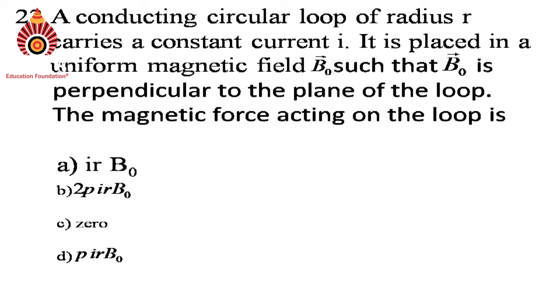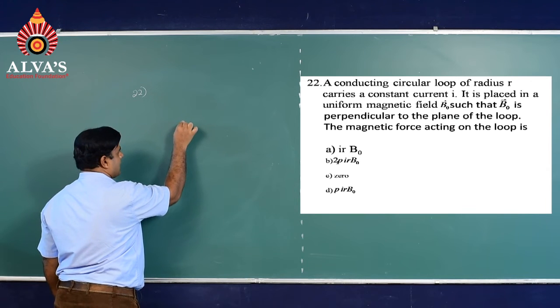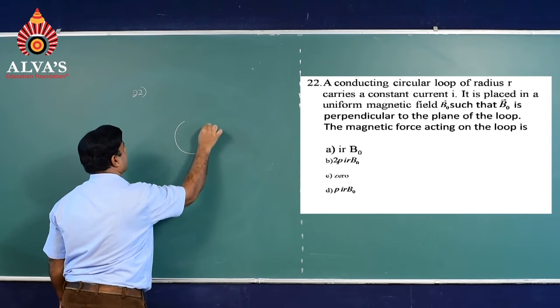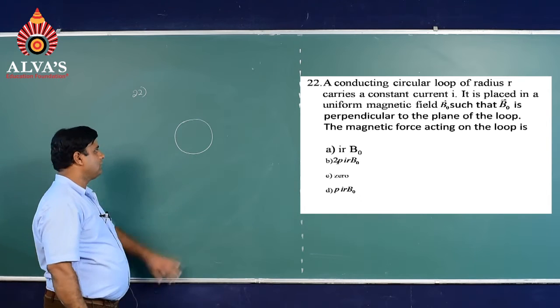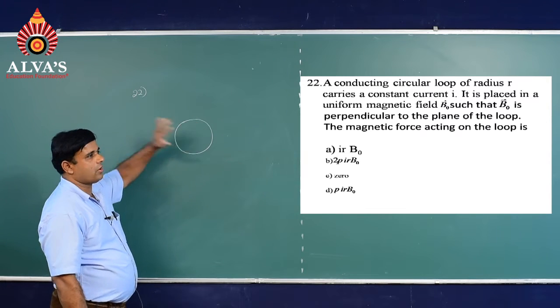A conducting circular loop of radius r carries a constant current I. It is placed in a uniform magnetic field B naught such that B naught is perpendicular to the plane of the loop. The magnetic force acting on the loop is. There is a current carrying loop. This is nothing but the plane of the loop.